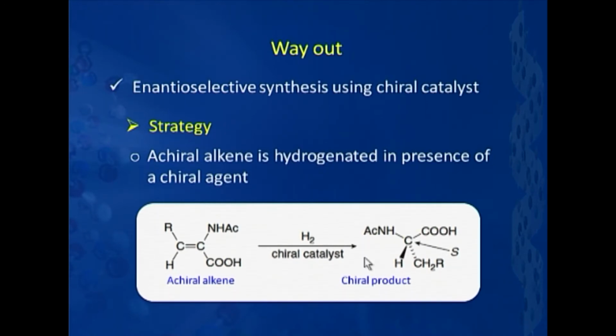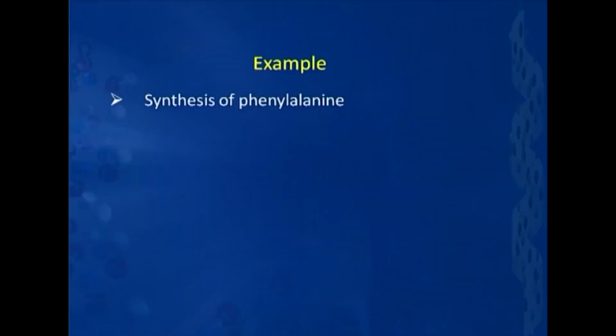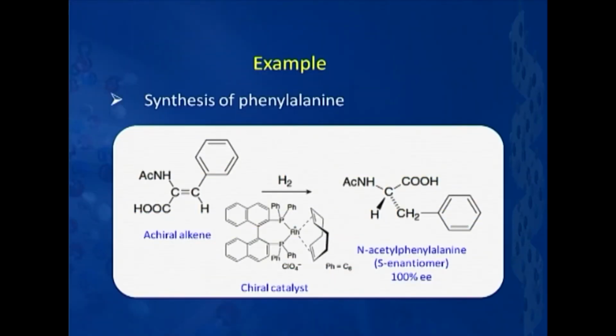So, that is the basic strategy here, that is I am going to use a suitable chiral catalyst. The catalyst is going to determine what enantiomer I get as a product there. Now, let us take an example, say, of the synthesis of phenylalanine. What we do is, we take an achiral alkene as shown over here and do its hydrogenation, and along with it, in this process, I use a chiral catalyst here.